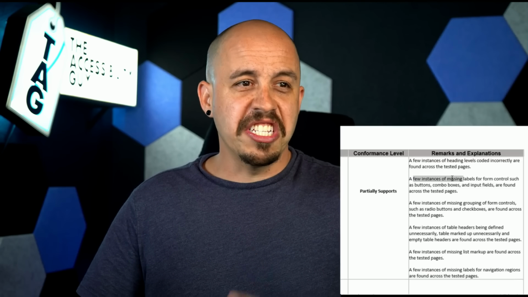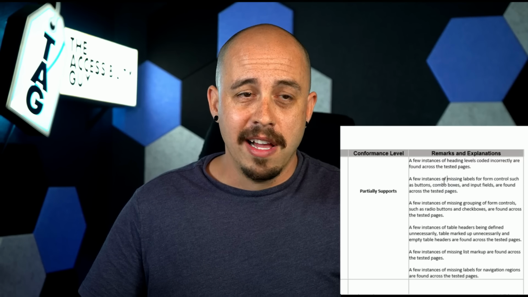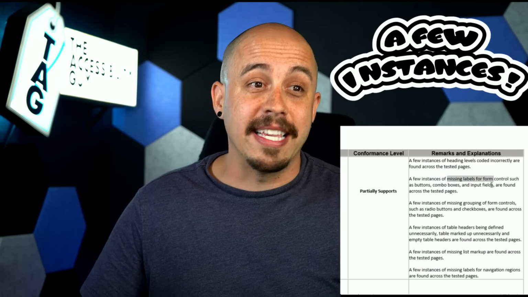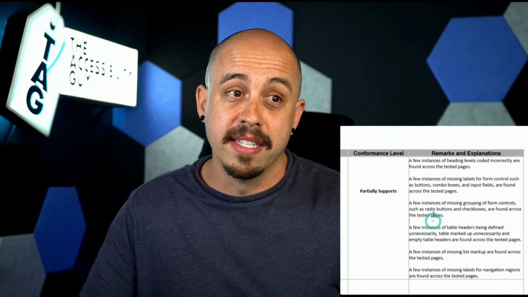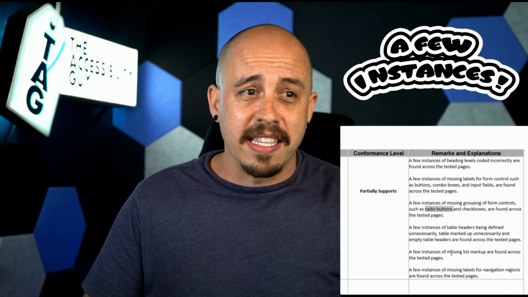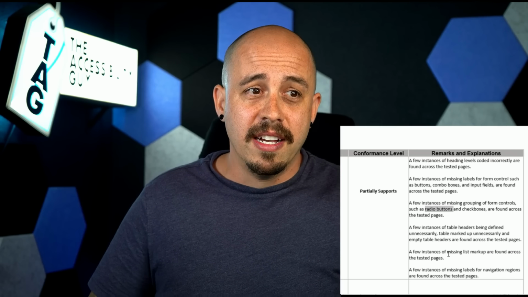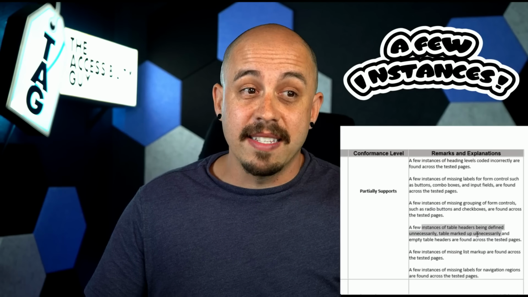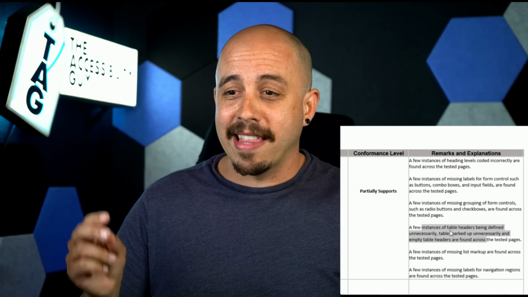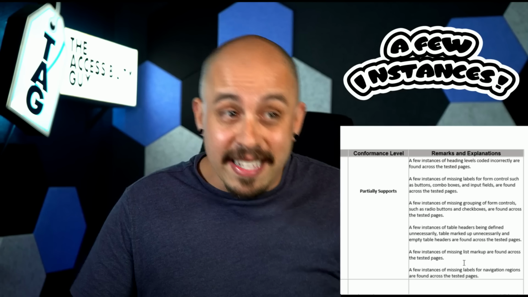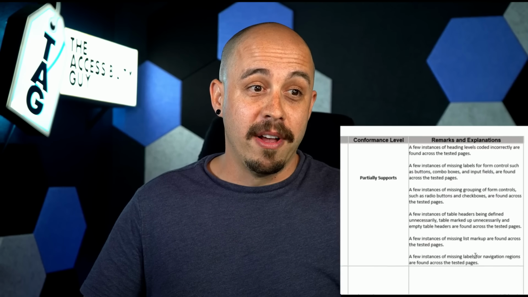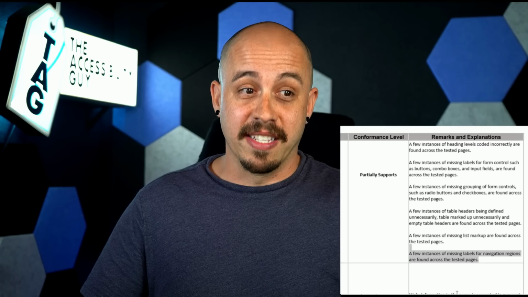So there's just a few instances where heading levels are coded incorrectly, just a few instances of missing labels and form controls for buttons, combo boxes, input fields, and just a few instances of missing groups of form controls, and a few instances of table headers. I can't say that word, few instances. There's just a few instances of missing list markup and navigation regions not being found.